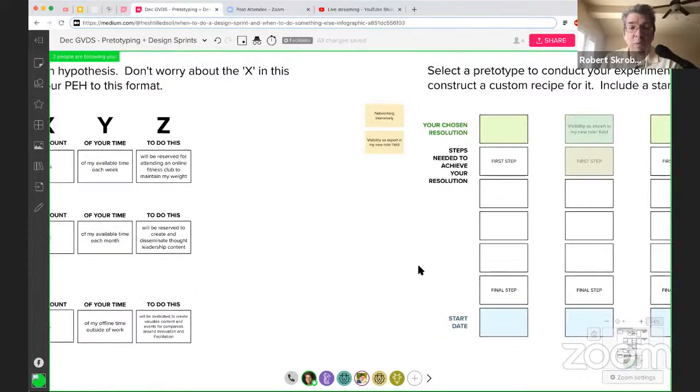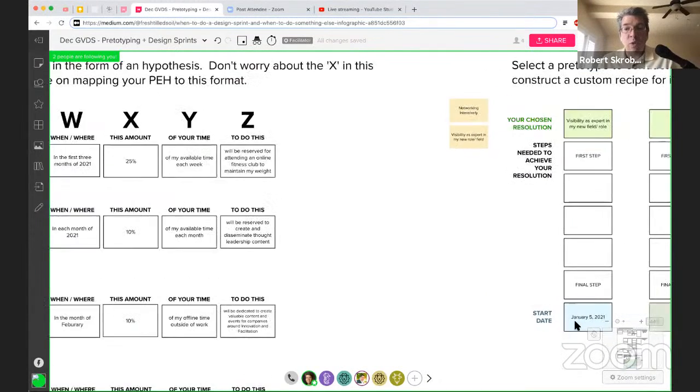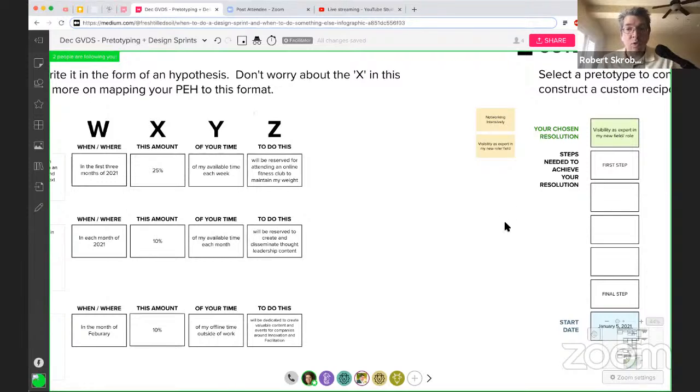The start date is probably going to be pretty simple, because it says in each month of 2021. So that means that the start date for that particular one would be, for example, January 2021. And you can be even more specific and say January 5th, 2021, if you wanted to. But this gives you a definite starting point for what you're going to be working on in terms of your chosen resolution.